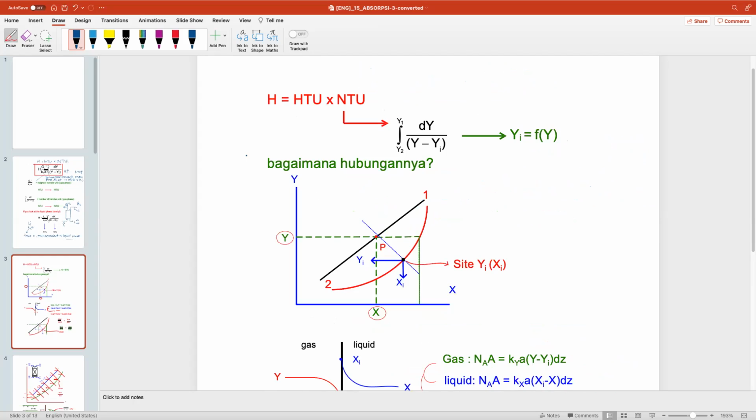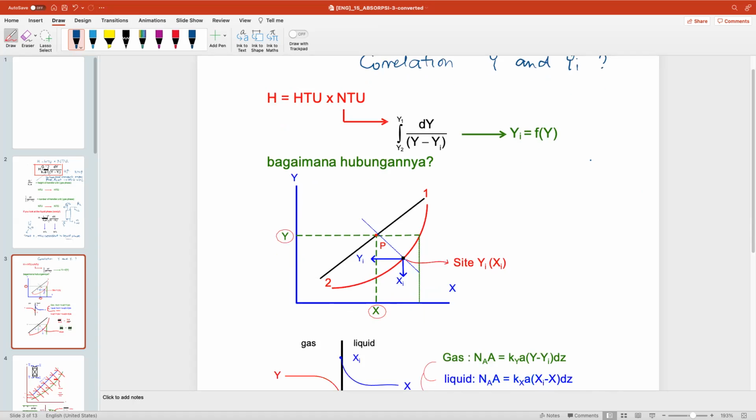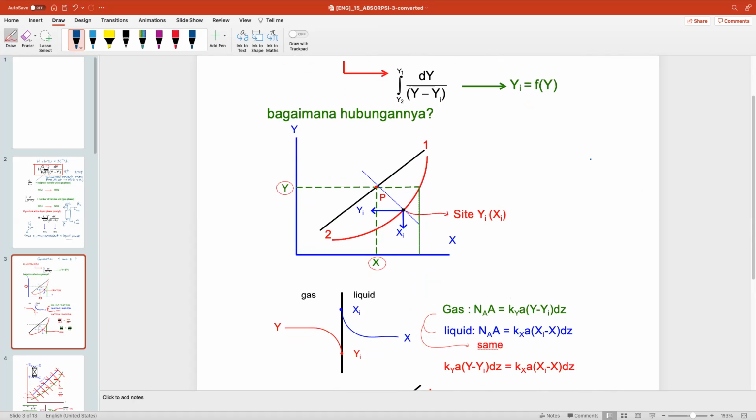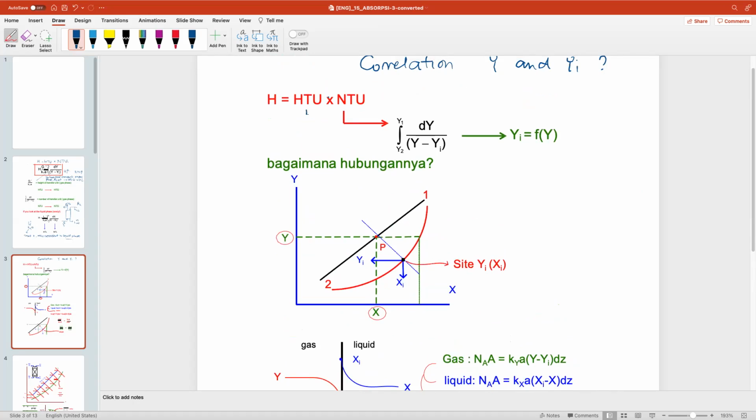Now, the problem is, I think I also talked about it last week. What is the correlation between y and yi? Okay, so let's have a look here. This one again. Because here we can calculate the HTU, but we don't know how to calculate the NTU, because there is y and yi.